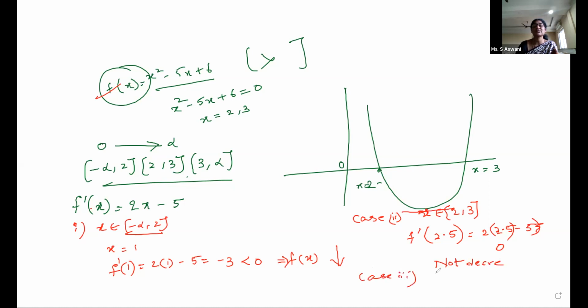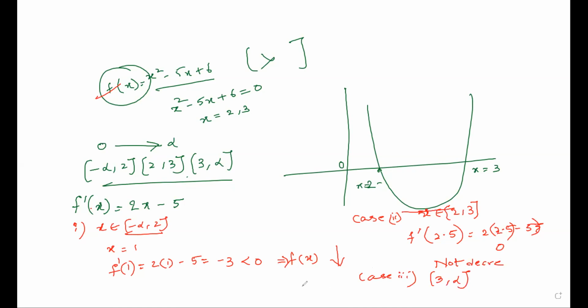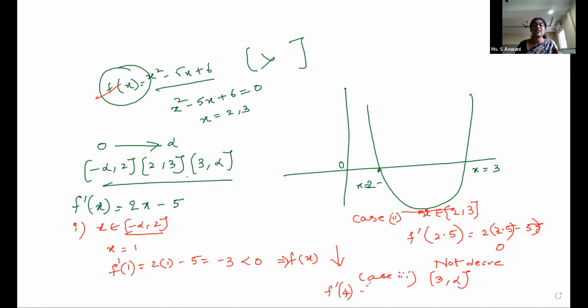Okay, next case 3. What is the next case? 3 to infinity. Tell me one point from 3 to infinity so that I can substitute in f dash of x and check whether it is negative or positive. 4. Let's take 4, right, done. What is f dash of 4? It is greater than 0, I think, right? So in this interval the curve increases. Is it clear to all of you?